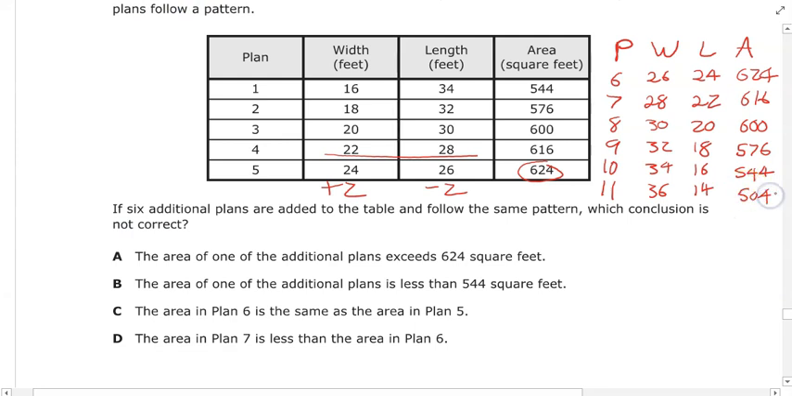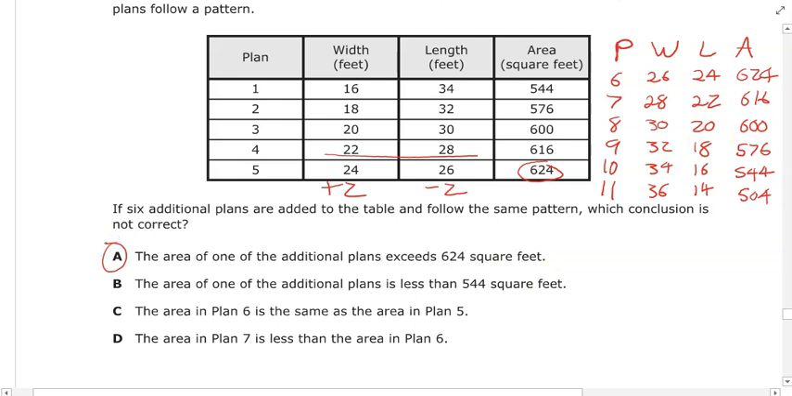So now that we have the rest of the list done, let's check and see if any of these are not true. The area of one of the additional plans exceeds 624. Nope, none of these plans exceed 624. So I'm pretty sure this is already the one that's not true. Let's just check and make sure the other ones are true.